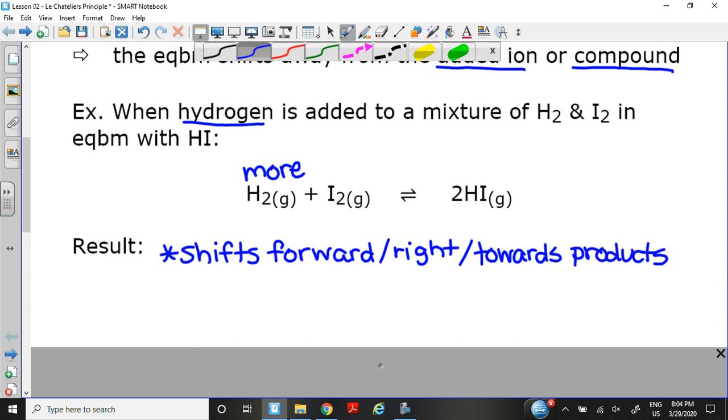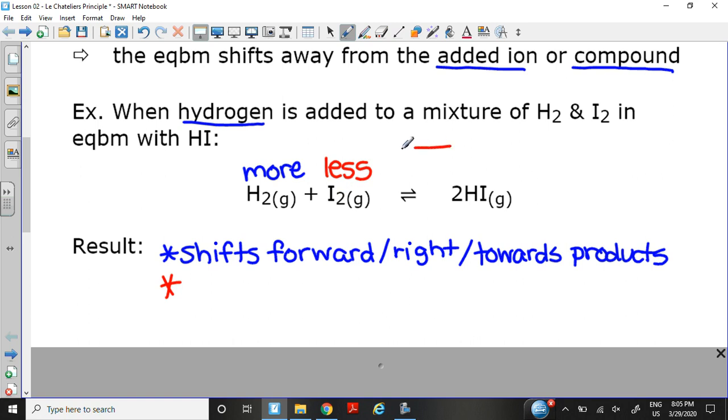So let's try a different scenario now. What if we remove some iodine? So what if we have less iodine? If this happens, then the equilibrium does the opposite. Instead of shifting away, it's going to shift towards the atom or ion or compound that's been removed. So if we have less iodine, the equilibrium is going to want to replace it.